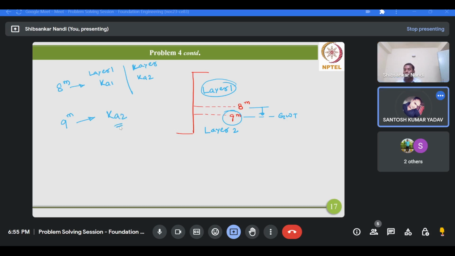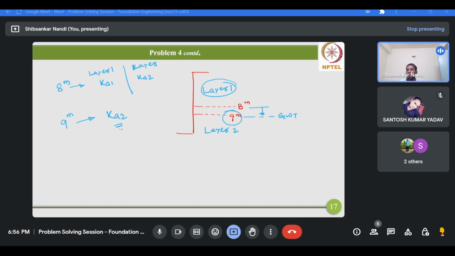Are you getting my point? So the 9 meter groundwater table location is basically inside layer 2. So therefore, for the calculation of lateral earth pressure at the 9 meter level, you should consider the K2 value.